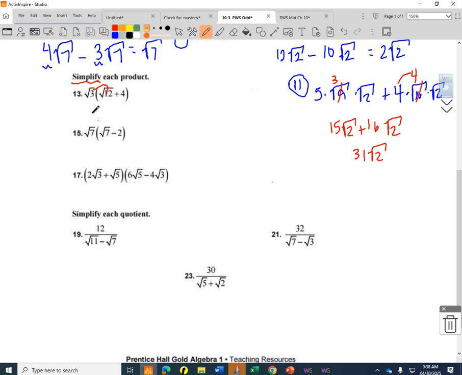It is. The square root of 3 times the square root of 12 is the square root of 36. And Diane went ahead and simplified that to 6, right? I'm going to do an extra step in there. Diane's right. That's going to simplify to 6. And then the square root of 3 times 4. What's the square root of 3 times 4?